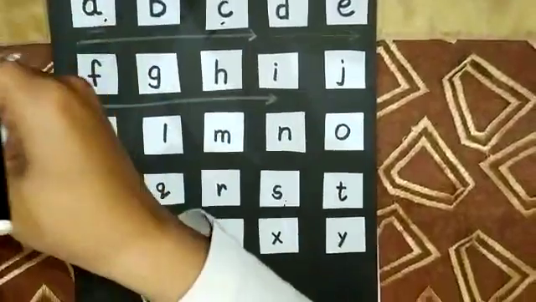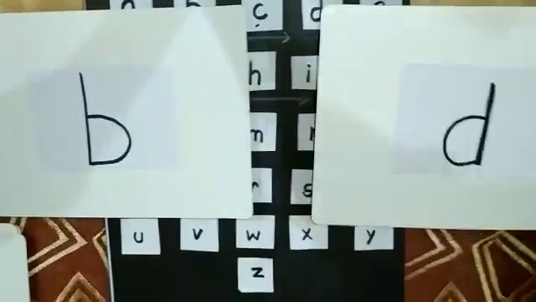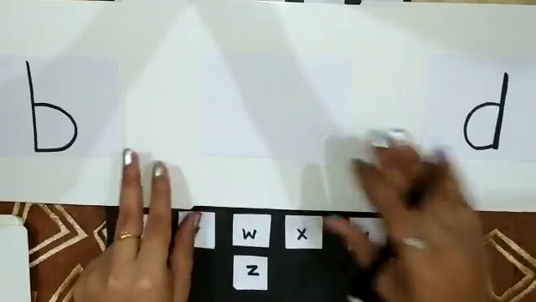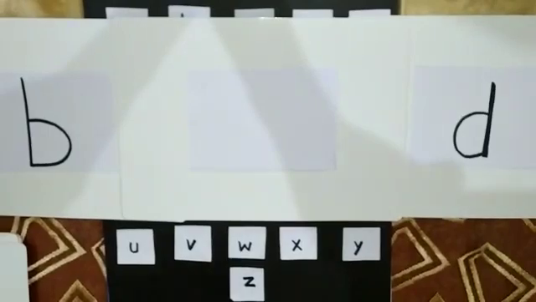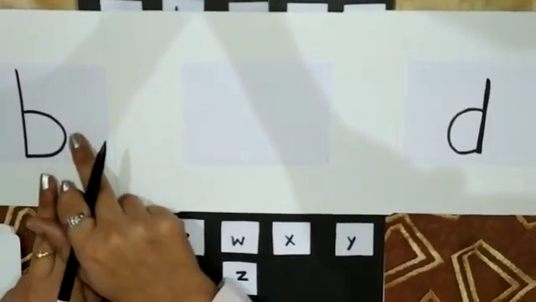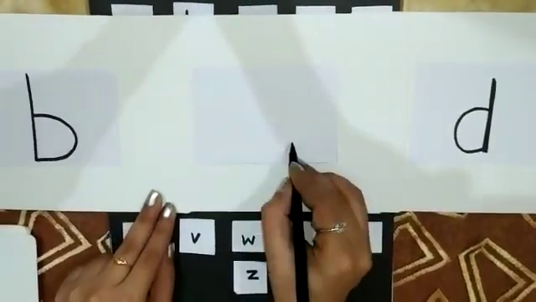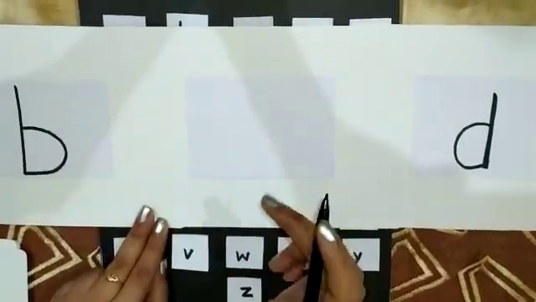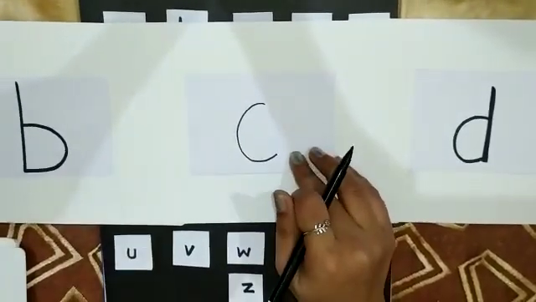Suppose here I have taken a letter B. See, I am taking the flashcard of letter B and the flashcard of letter D, and in the middle I have put one blank for you. Now tell me what comes between the two given letters. First one is B and second one is D. What comes in the middle? After B, what comes? C ka cat. C ka cat.